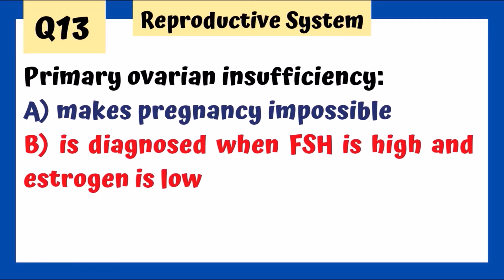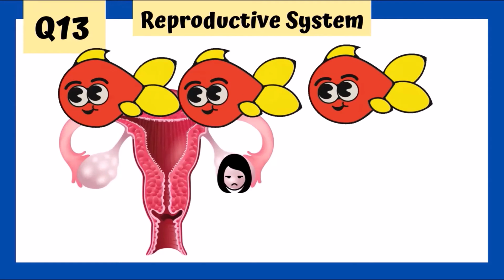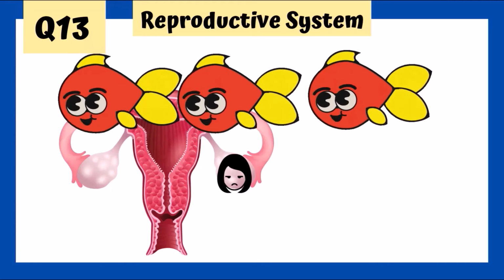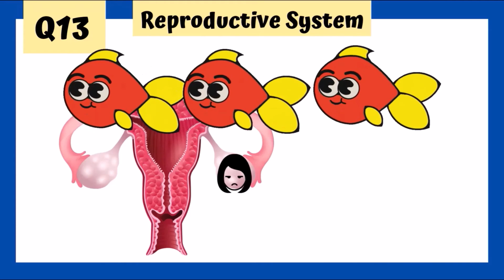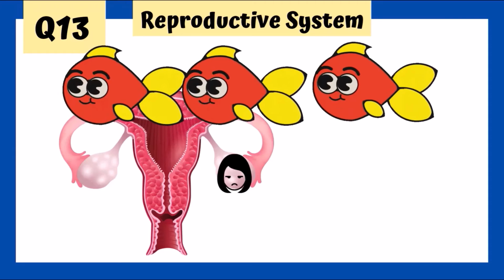All right, here we have primary ovarian insufficiency is diagnosed with FSH is high and estrogen is low. Now, what does primary ovarian insufficiency put a woman at risk for? Well, for one thing, osteoporosis. Why? Because she has low estrogen. So actually, women with primary ovarian insufficiency in 15% of cases present with osteoporosis. Over here, we just have the fish flying over the lady with the primary ovarian insufficiency. Fish for FSH. FSH is high in primary ovarian insufficiency.